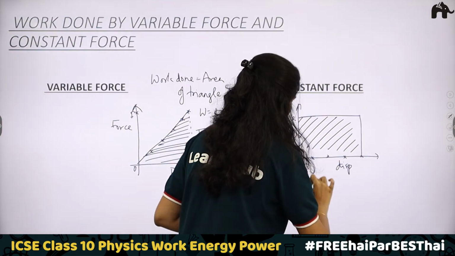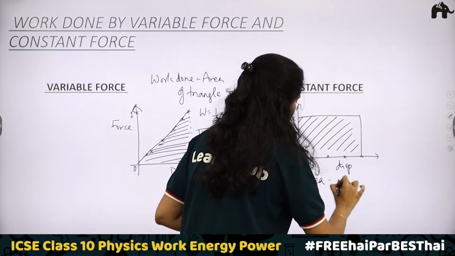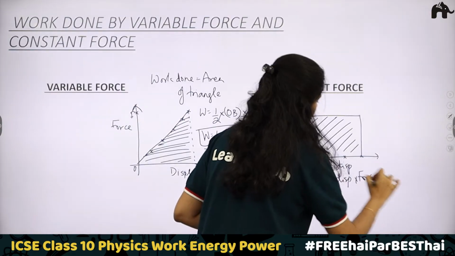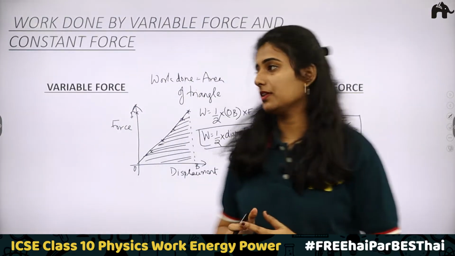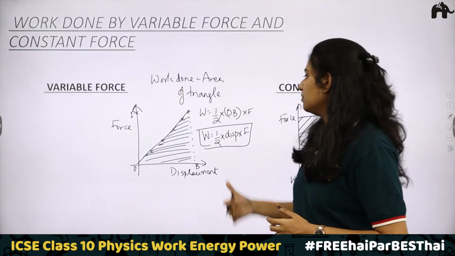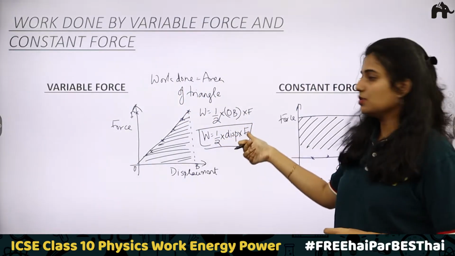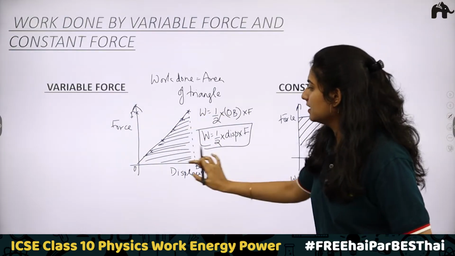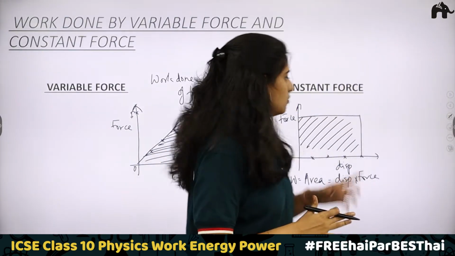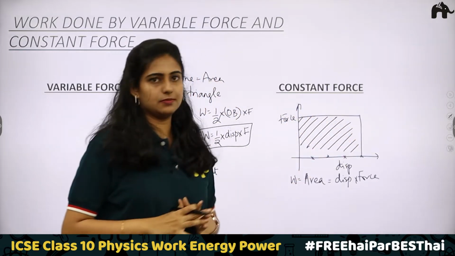Work done is equal to area. In this case, it is the displacement into force. Displacement into force will be giving you the work done. Clear? In case of variable force, it is half into displacement into force. That is the area of a triangle. In case of constant force, it is the area of the rectangle.